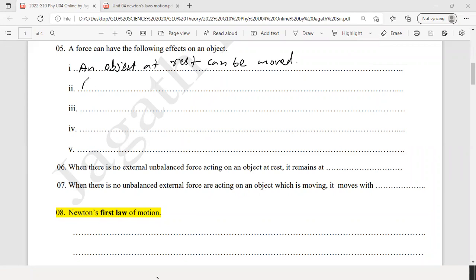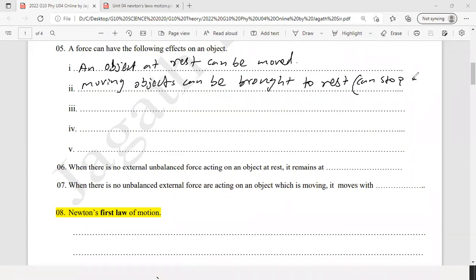The other one: a moving object can be brought to rest. Moving object, after you apply brake, that is a force. A moving object can be brought to rest, as well as an object at rest can be moved. You can write here: can stop the motion of an object.